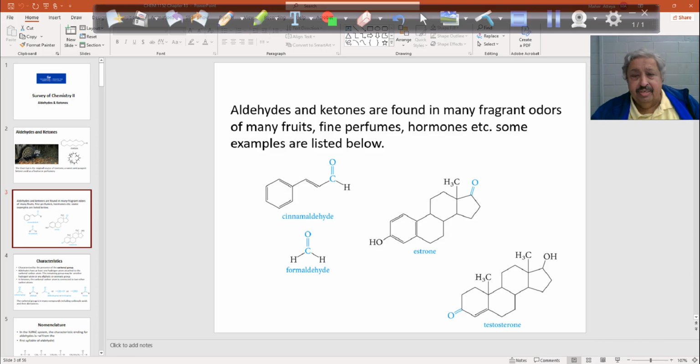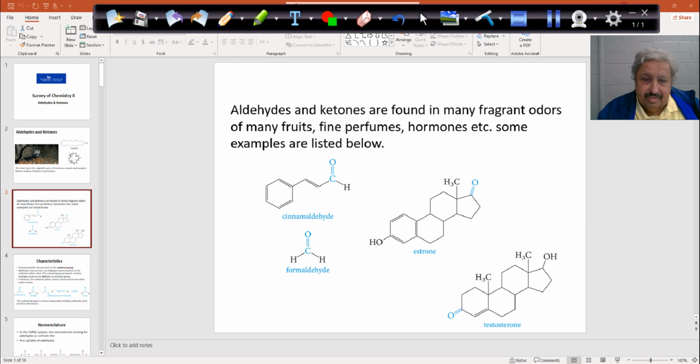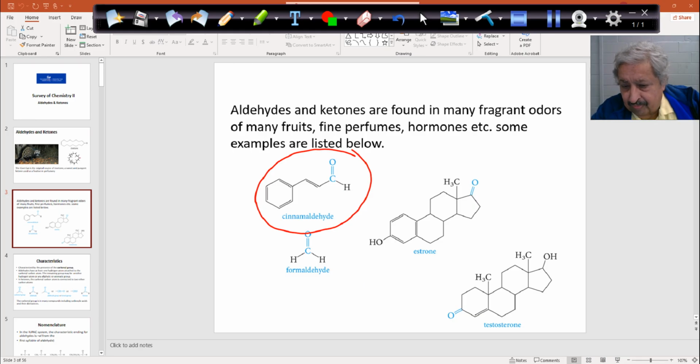So here's just a typical aldehyde and ketone found in nature. And as I said, this is cinnamon here. You have used cinnamon in your food.